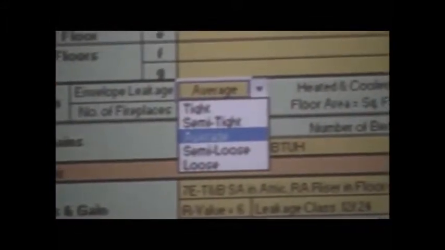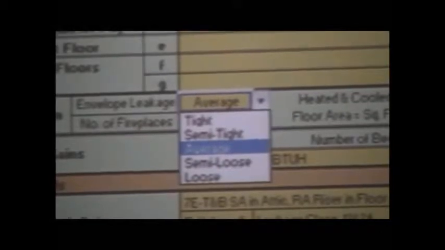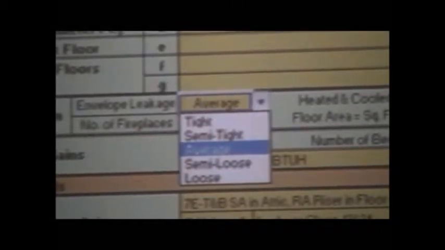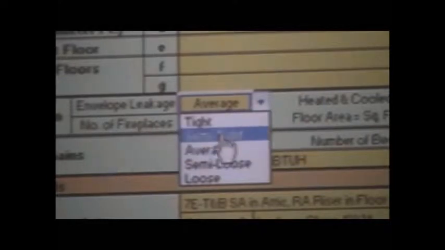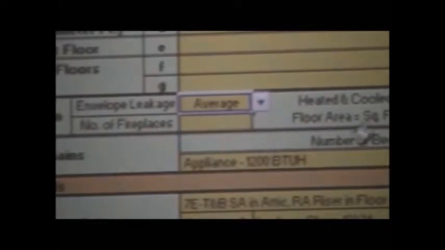Well, how do you know what the envelope leakage is? Of course, you can do a floor type pressure check, but you don't always have that information, but you do have a choice between tight all the way to loose with several in between. I always looked at it this way. If I go in the house and I shut the front door and the back door comes open, it's probably a tight house. Okay? But we're going to use average in this one, okay? And there are some specific ways to be able to come up with that.